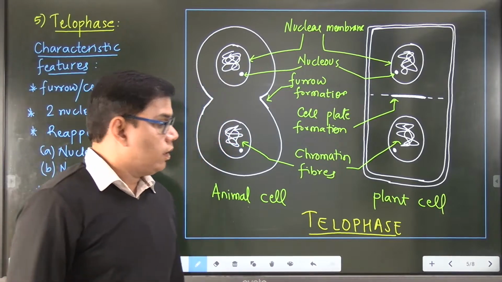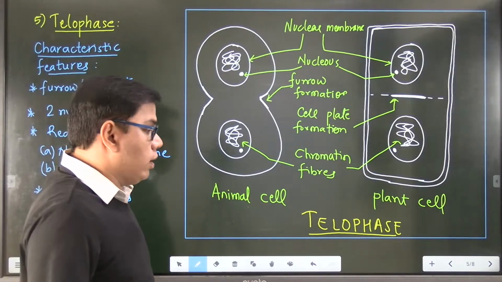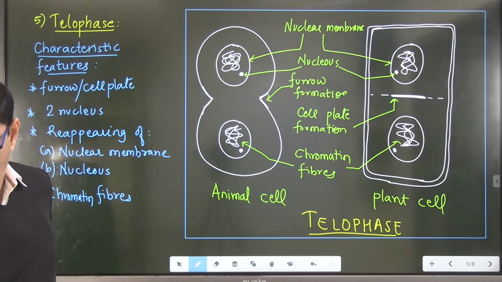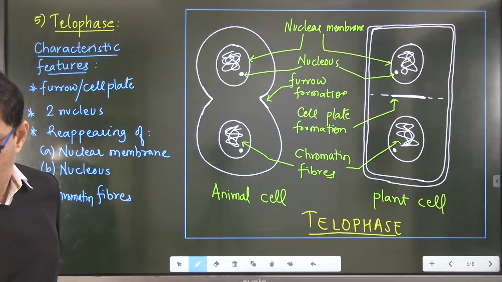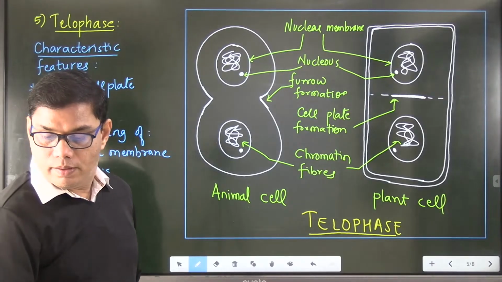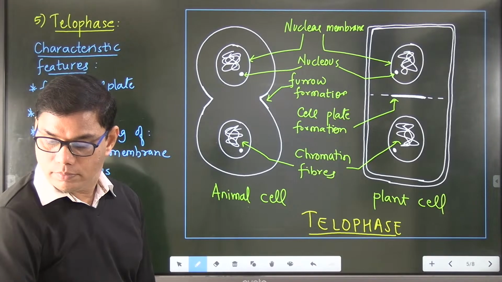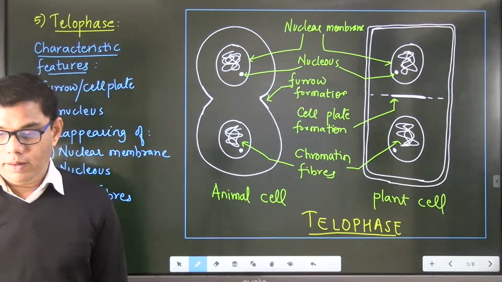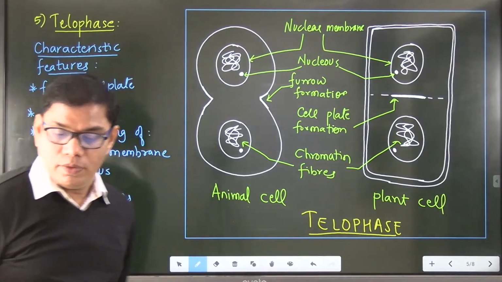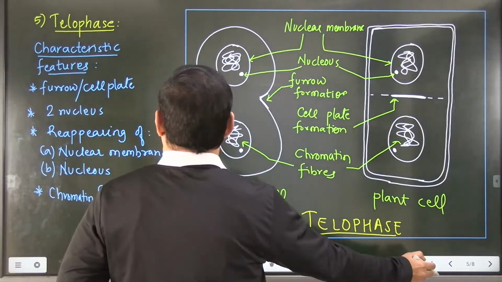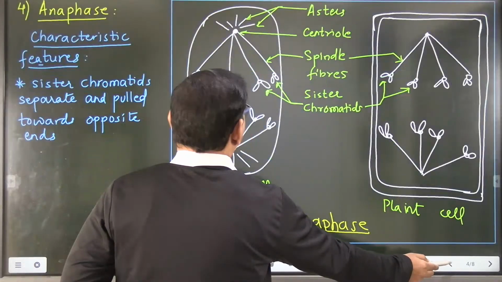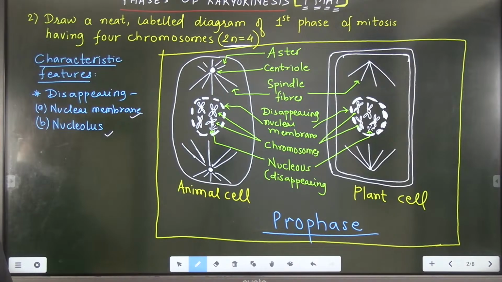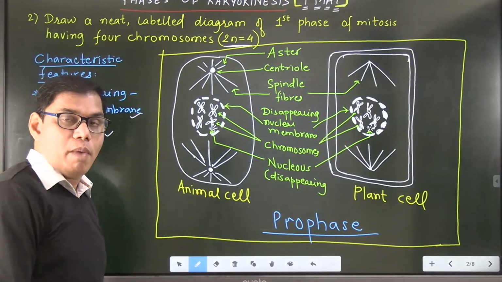Right? Now next we are going to do something very, very important. Are you ready for the next one? So we have completed all 4 phases of karyokinesis, or we have completed the 4 stages of cell division of mitosis.